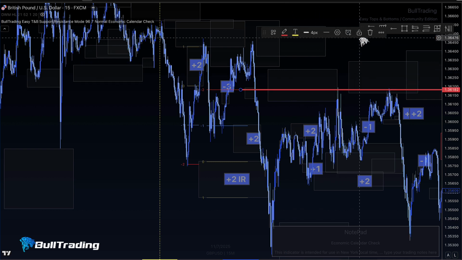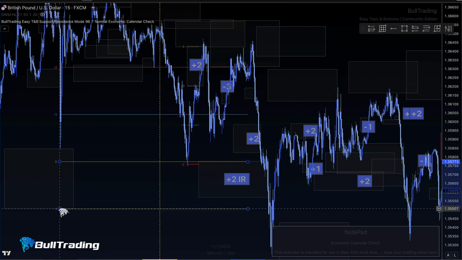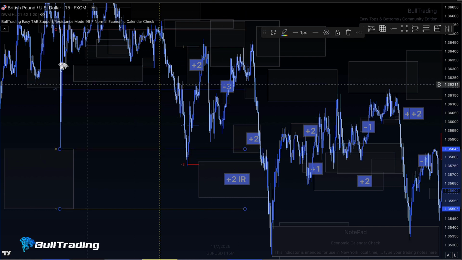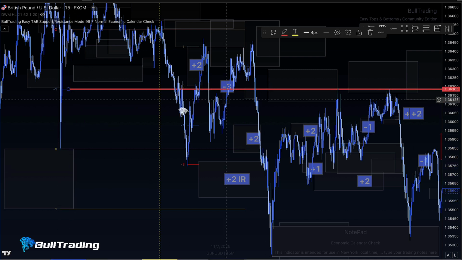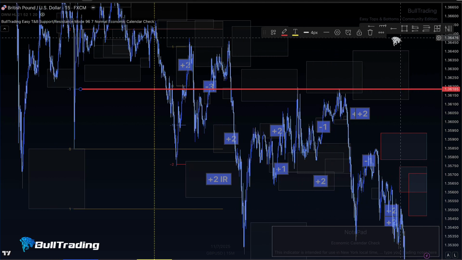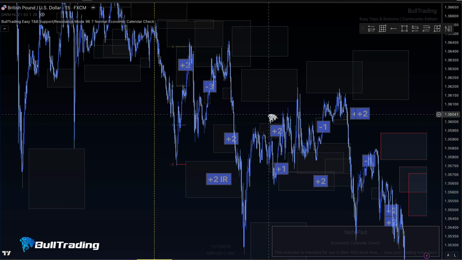Or you can use the big one, and you will enter on the normal zone, which is this one, okay? You see this zone, and you will use the same level, okay? So this is the only exception to the rule.